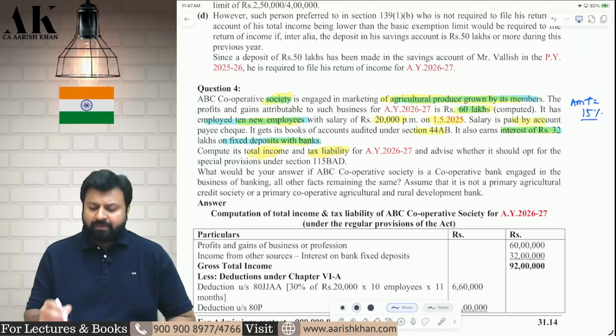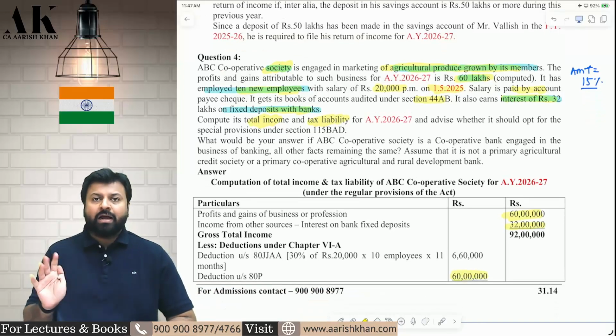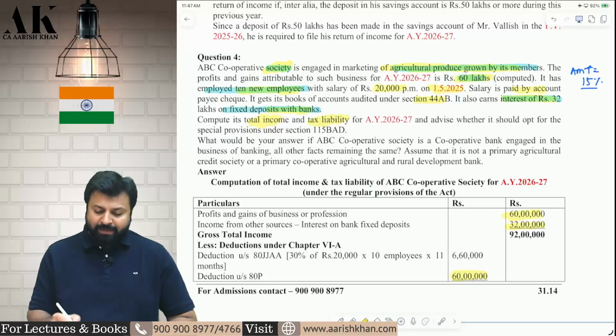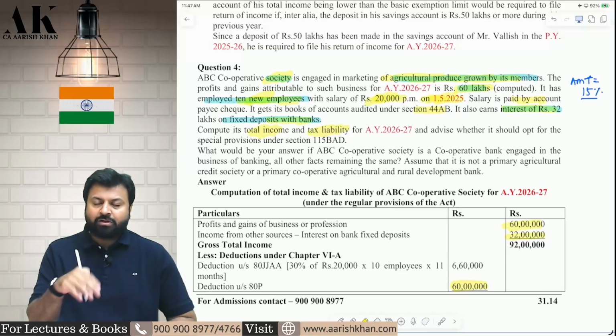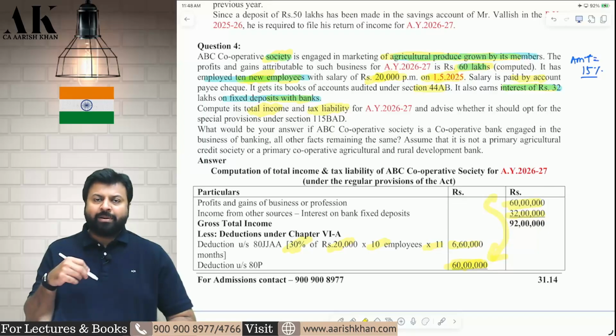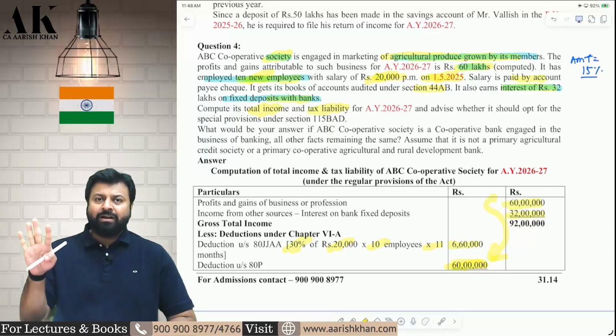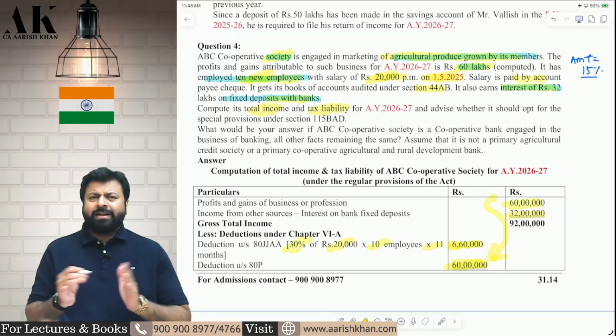What will come in normal provision? First, 60 lakhs will come, PGBP. Then 32 lakhs IFOS will come, interest on fixed deposit. Then 60 lakhs will be allowed as deduction fully under 80P. Then 80JJAA will also be allowed. Why? Because you are hiring 10 employees with emoluments of 20,000, less than 25,000 rupees, for 11 months. So 20,000 into 10 employees into 11 months into 30%, 80JJAA you will claim. So you will claim two deductions. One, 80P directly, of that marketing of agricultural produce grown by its members. That entire amount will be deductible under 80P, and 6,60,000 will be allowed under 80JJAA. Then you will compute the tax. Normal tax for cooperative society.